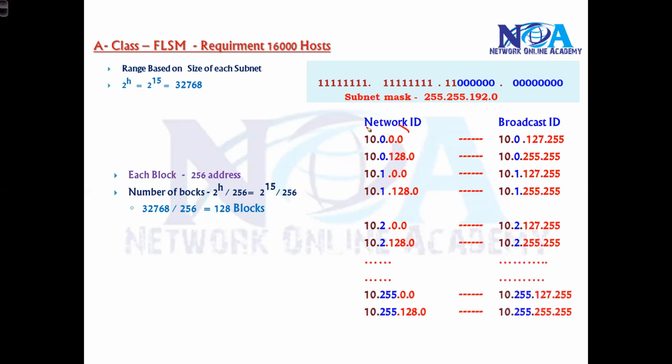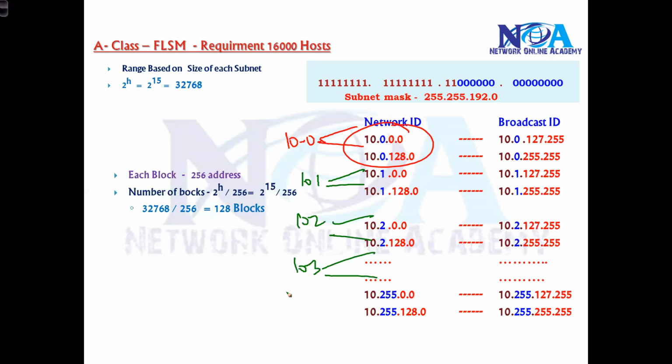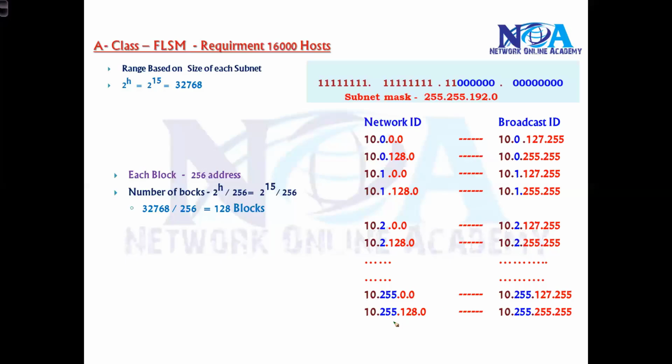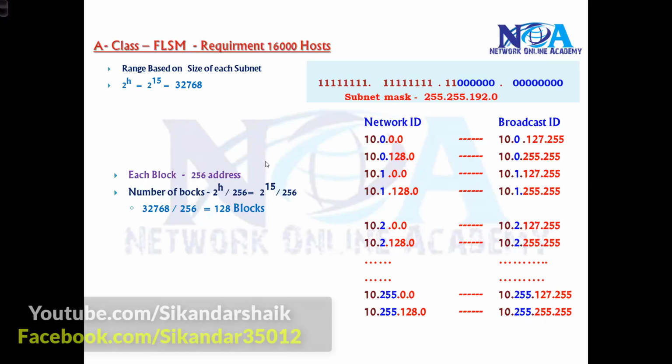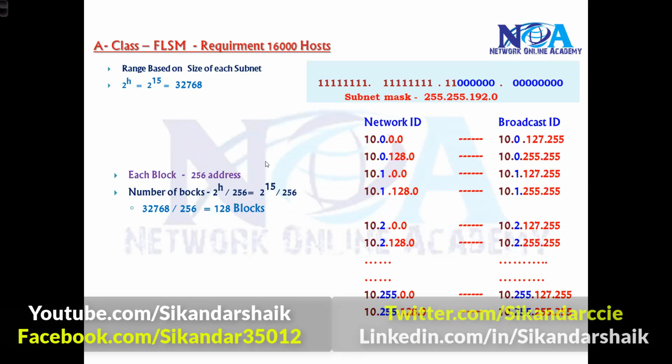If we go on writing from 10.0, we get 2 blocks. From 10.1, we get 2 networks. And 10.2, we get 2 networks, 10.3, 2 networks, 10.4, 10.5, 10.6, like that, up to 10.255. So these many networks. Each network will be the size of 32768, which is equivalent to 128 blocks, 128 into 256 addresses. The way you do this calculation still remains the same. You just need to keep checking things like the number of host bits and network bits used based on the class, and writing the range.